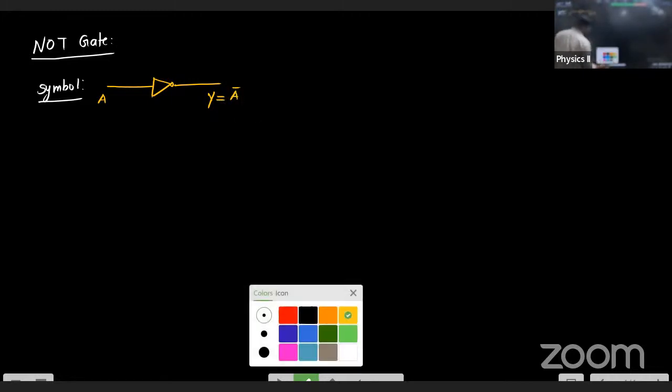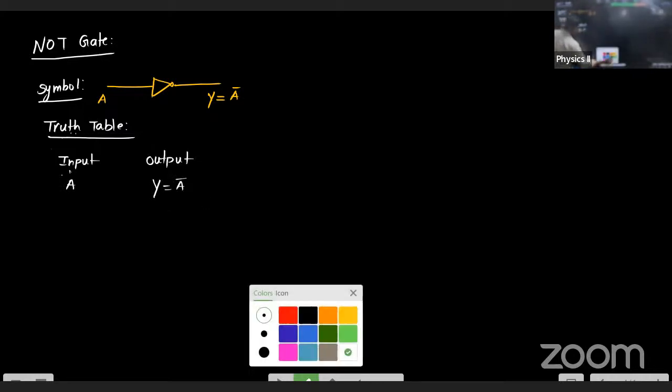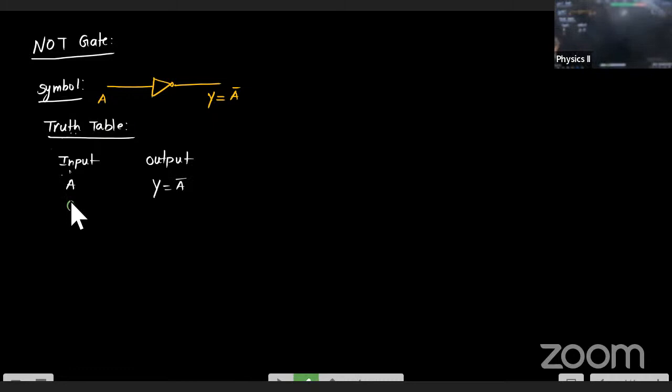If you want to write down the truth table for this, the truth table of which gate? The NOT gate. So how many inputs are here? We are having only one input. This is input. This is output. We are having only one input and only one output. Whenever input is 0, what will be the output? It will invert the things. Output will become 1. Whenever input is 1, what will be the output? Output will become 0. I hope you understood this concept.